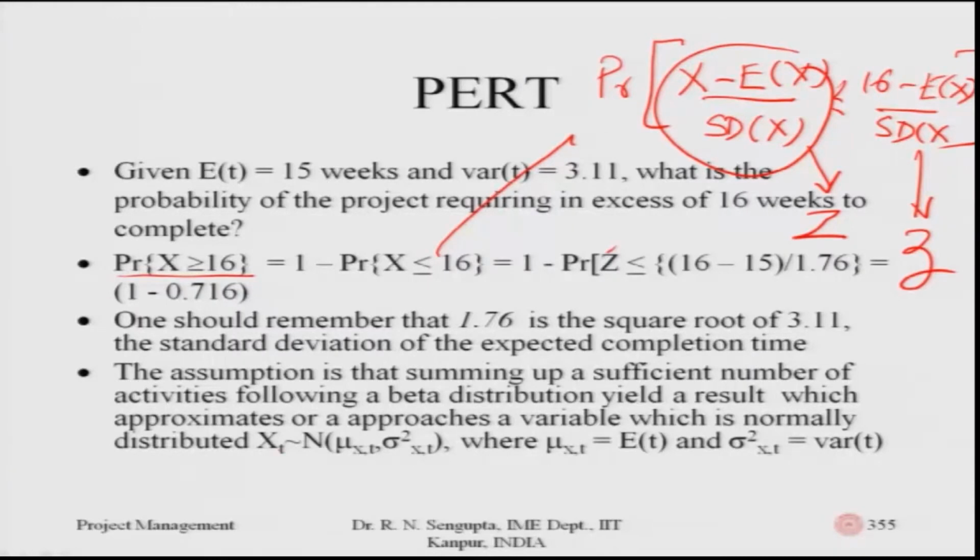So, what is the realized value? It is 16 minus 15, which is 1, divided by the standard deviation. What is the standard deviation? If you remember, it is 1.76, which is the square root of 3.11. That value you can find out from the table. So, it is 1 minus 0.716. I am giving a very rough value: it will be something less than 30%.